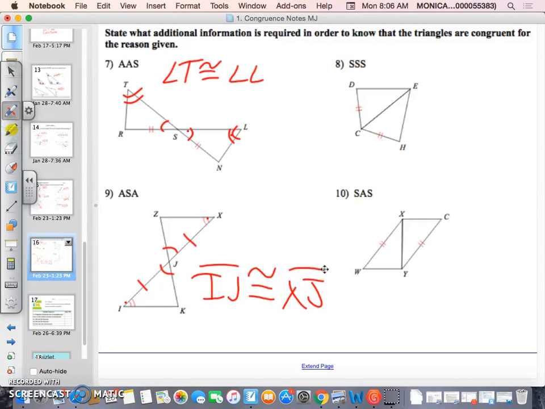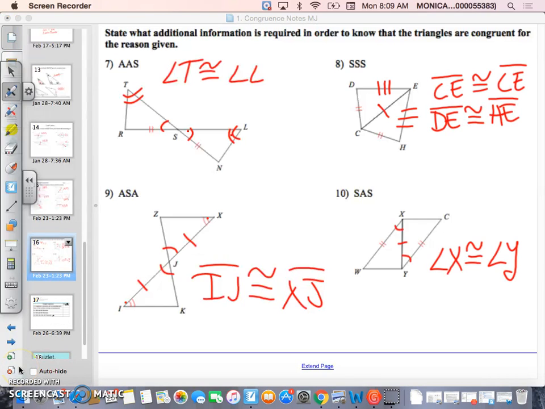All right, again, pause the video, do 8 and 10, and then come back and check that you did them correctly. Don't skip this. So for number 8 and 10, you should have noticed that for number 8, you needed to know that 2 other sides were congruent, and then for number 10, that angle X is congruent to angle Y.